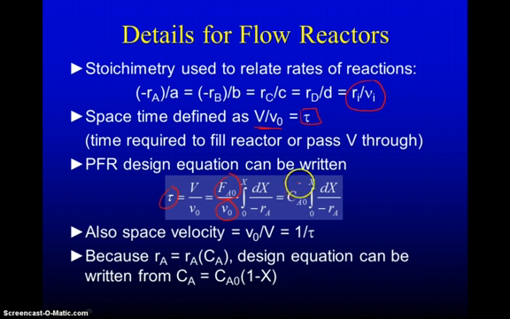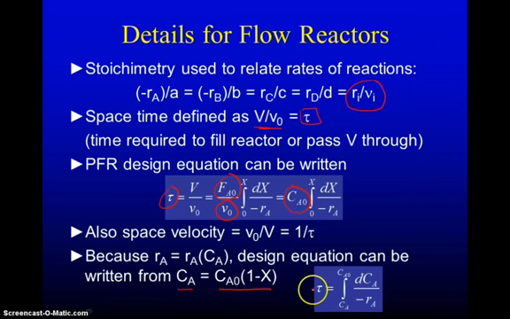And so we can also write that as the initial concentration of A times this integral of 1 over the rate of consumption of A. We can also define a space velocity as being the initial volumetric flow rate over the volume, and that's 1 over tau. And because the rate of reaction of A is a function of concentration, the design equation can be written from the concentration of A being C_A0 times 1 minus conversion. And that's a convenient way to work. So tau is given by the integral from C_A to C_A0 of 1 over the rate of reaction of A in terms of concentration also.